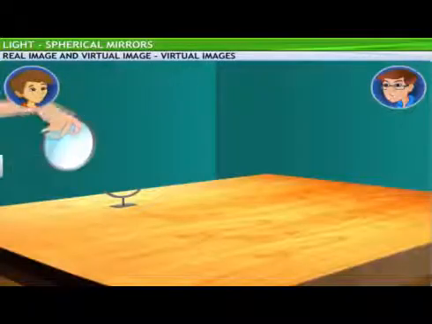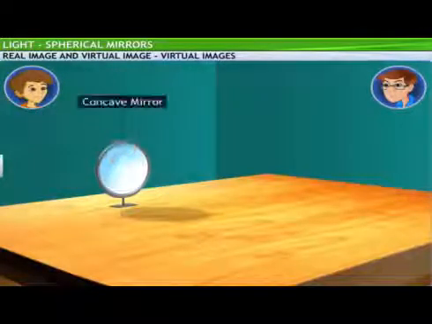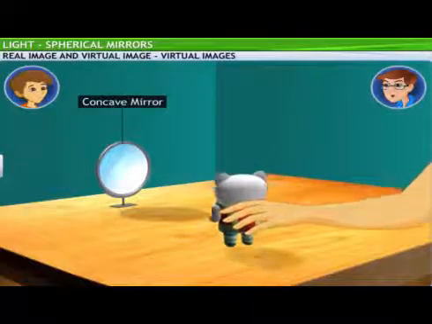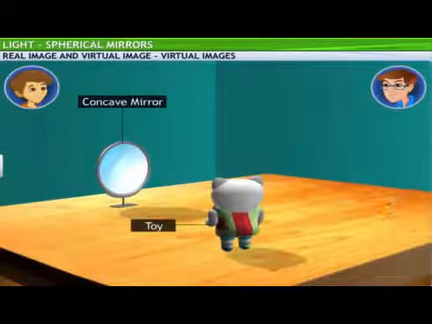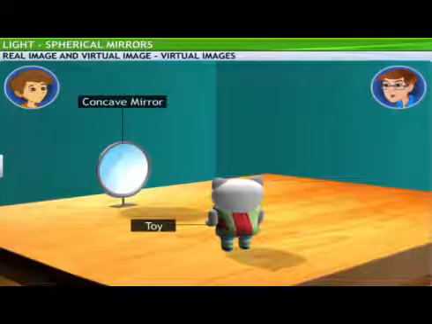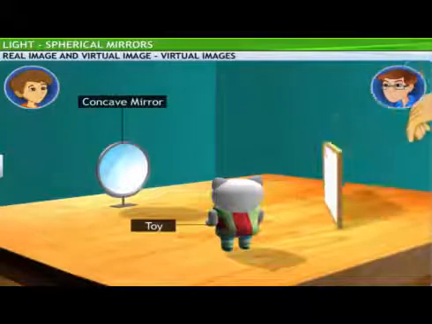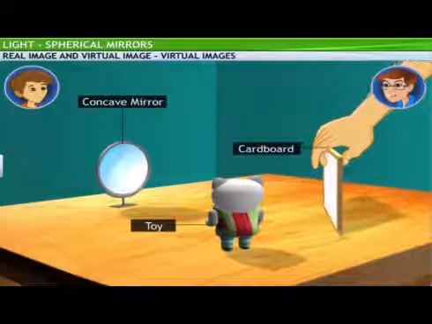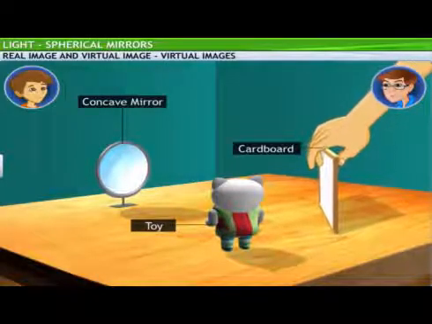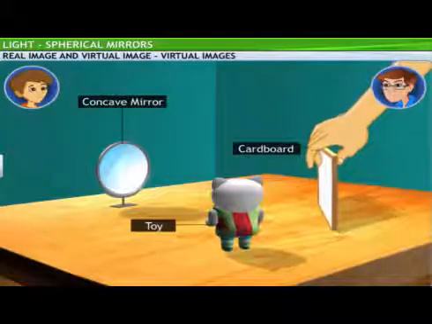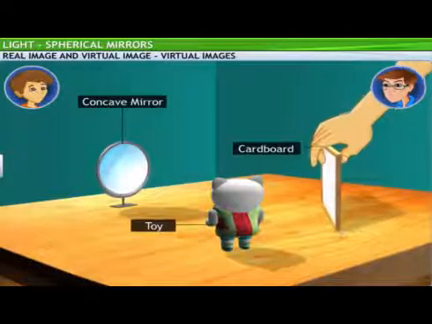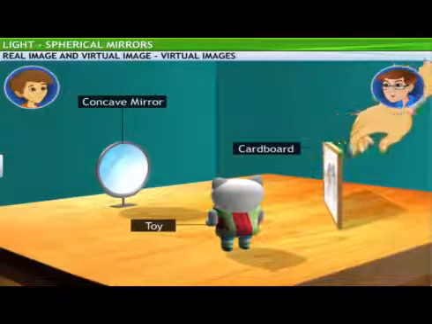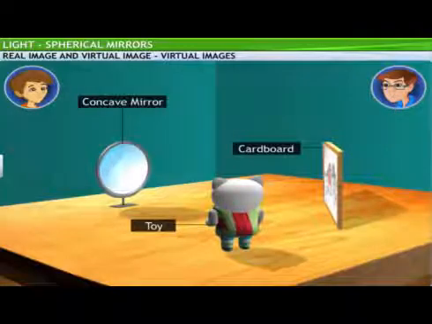Let me place a concave mirror on a stand and then place this toy in front of the mirror. David, please place a white cardboard in front of the mirror. Good. Now, try and move the cardboard to and fro till you reach a point where you can see the image of the toy on the white cardboard. See, the image from the concave mirror can be obtained on a screen.